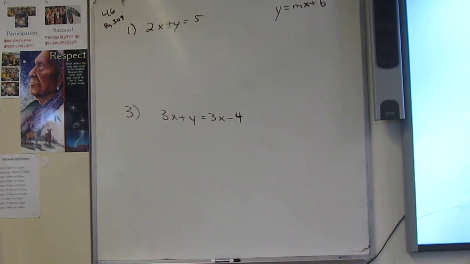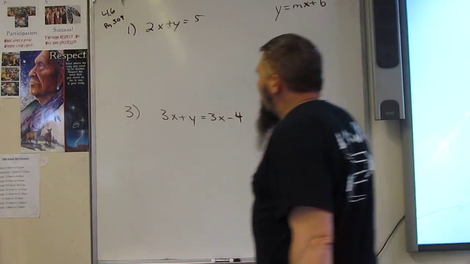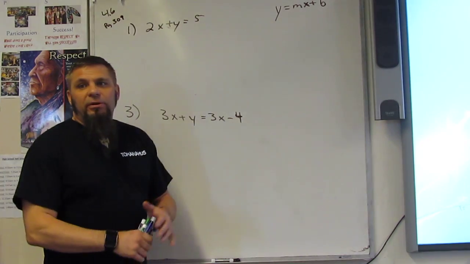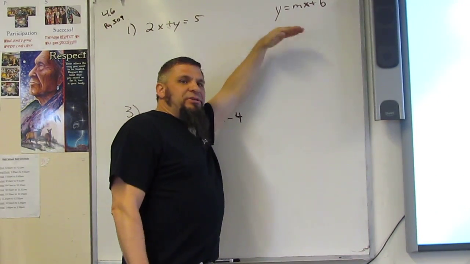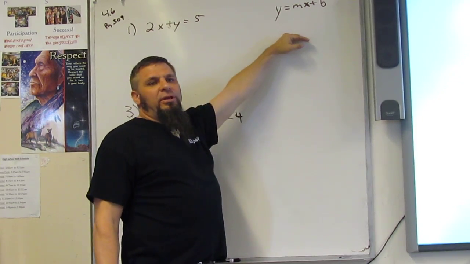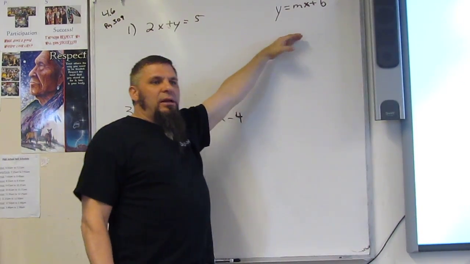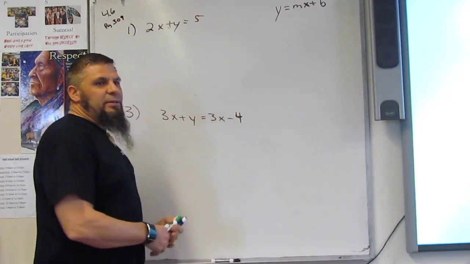Okay, so this is y-intercept form. Y-intercept form is y equals mx plus b. This is the only equation you really need to know for linear algebra. Okay, I know there's point slope and all that stuff, but you don't need it.